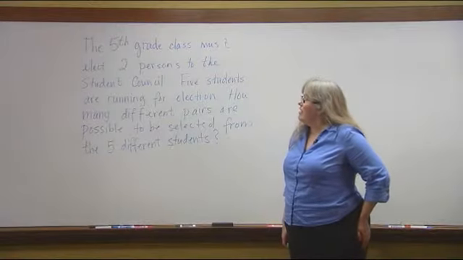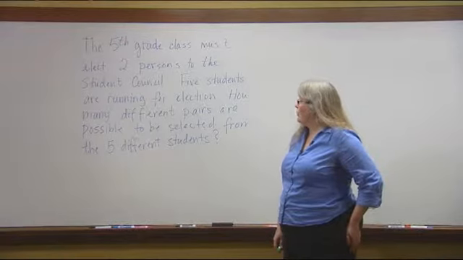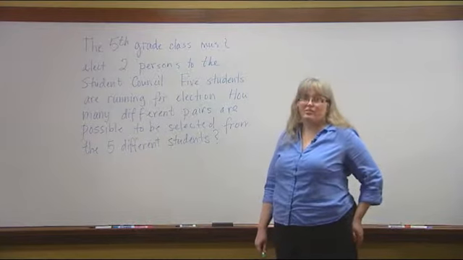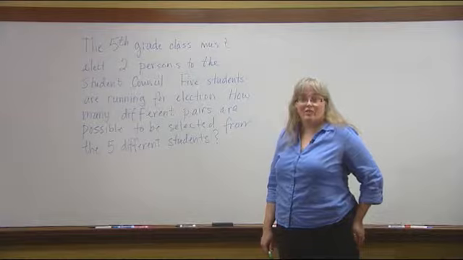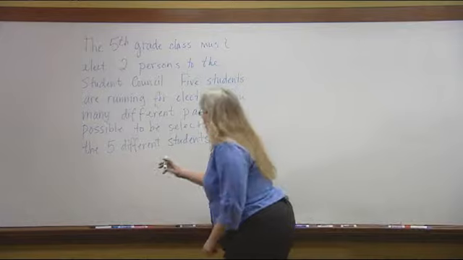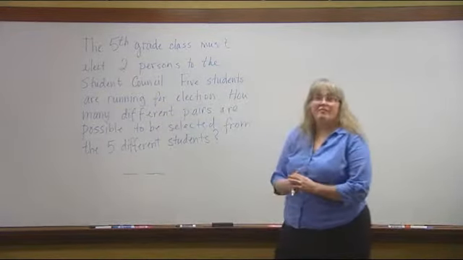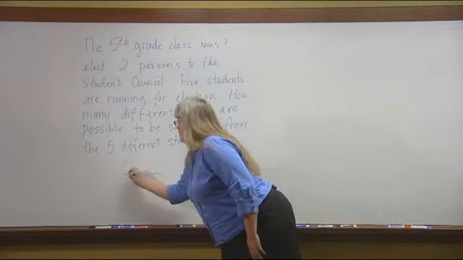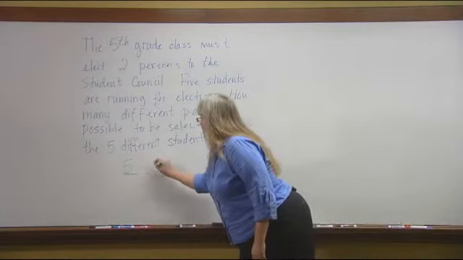In this problem, the 5th grade class must elect 2 persons to the student council. 5 students are running for election. How many different pairs are possible to be selected from the 5 different students? So this is going to be similar in some respects to the problems that we've looked at previously, but it will have one important difference. All right, so we can start off just like we did before and say we've got 2 slots to fill. And for the first slot, there are 5 possible candidates. And for the second slot, there are 4.